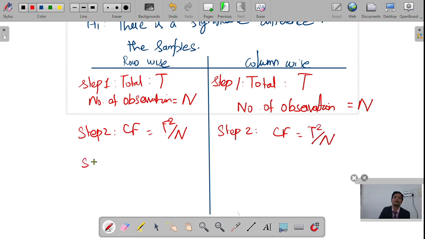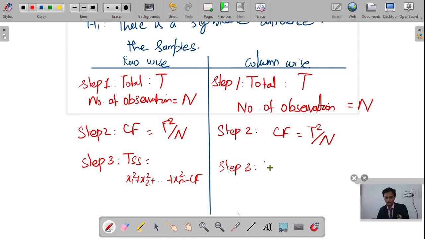Step 3: the TSS, that is, total sum of squares. The total sum of squares is calculated as x1 square plus x2 square, up to xn square, where you square all the numbers, and then subtract the CF value. The same way here, step 3: TSS equals x1 square plus x2 square plus up to xn square, minus CF.